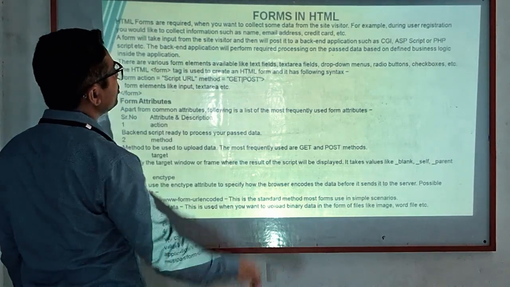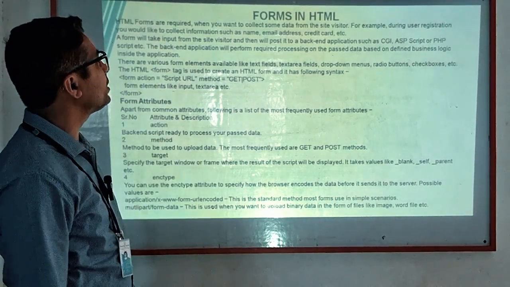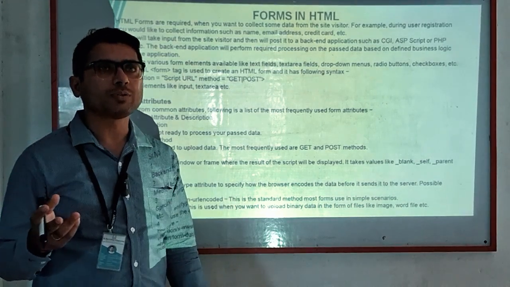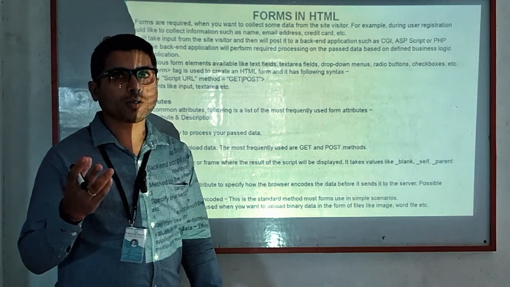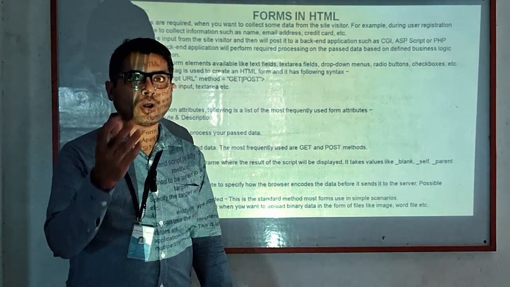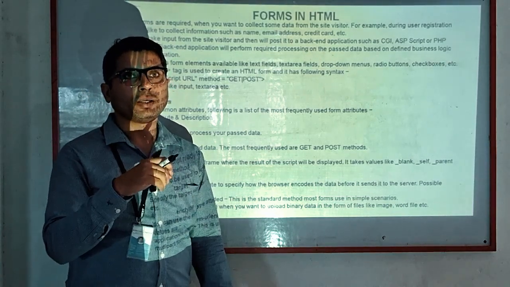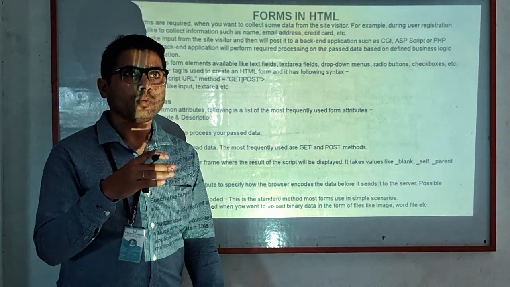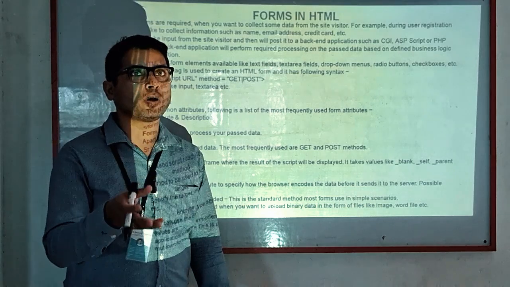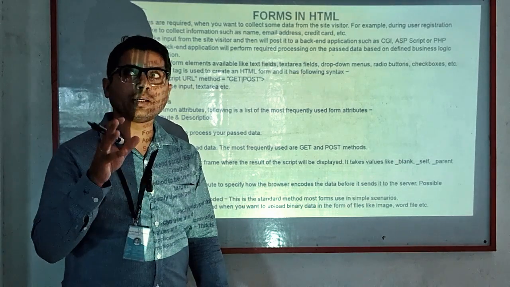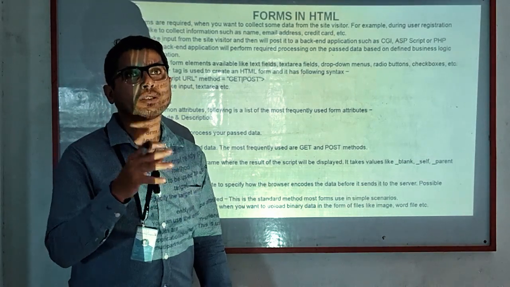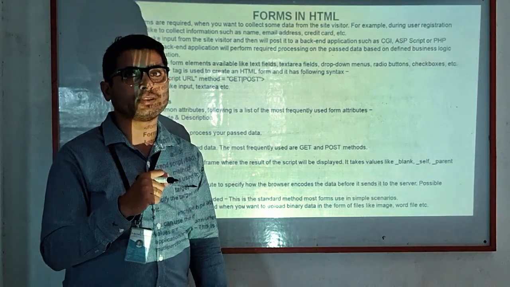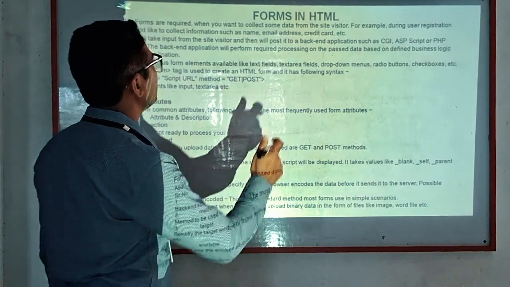Forms are required when you want to collect some data from the site visitor. So what are the uses of forms? Forms are used for collecting information from users. If the website owner wants to collect some information from the user of the website, they provide forms. For example, there are feedback forms and contact information forms. These are types of forms.